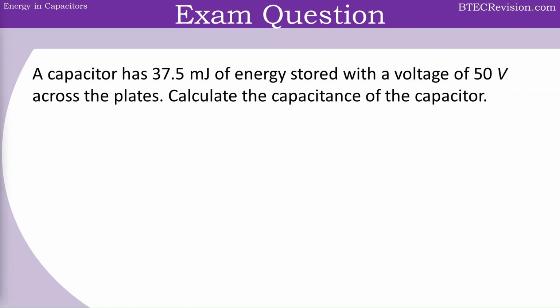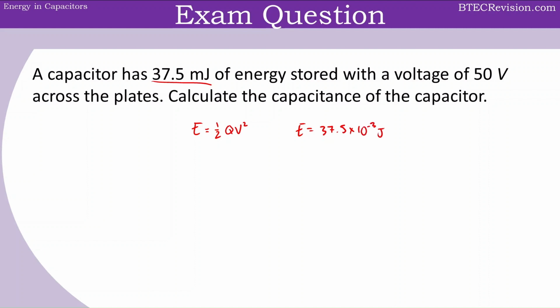A capacitor has 37.5 millijoules of energy stored. We can start by writing down our equation. E equals a half QV squared. And we have our values. We have energy. Energy equals 37.5 and it's milli, so you can convert that into the correct unit. So it's 10 to the power minus 3 joules. And we know the voltage is 50 volts.